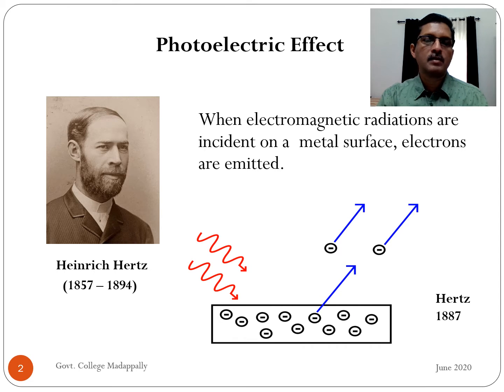Let us start the discussion on photoelectric effect. What is this phenomenon? When electromagnetic radiations are incident on metal surfaces, electrons are emitted. This is called photoelectric effect. It was discovered by Heinrich Hertz in 1887.